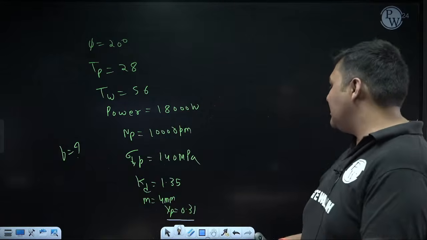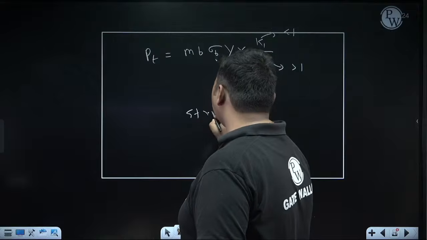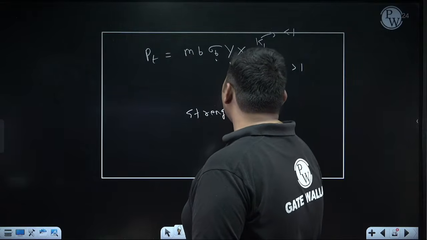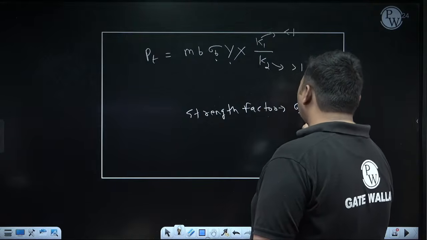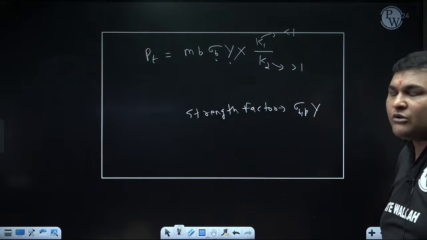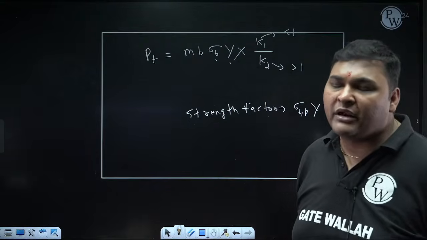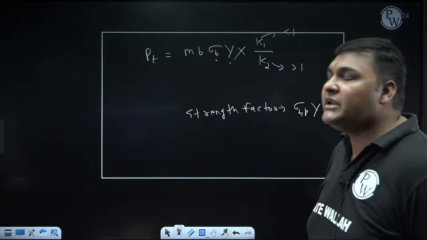Strength factor, I am just giving a quick review. Strength factor is nothing but the product of permissible bending stress, not actual but permissible bending stress, into Lewis form factor. So we'll calculate this factor for pinion also, calculate this factor for wheel also, and for whichever gear this factor is coming less, that will be critical.